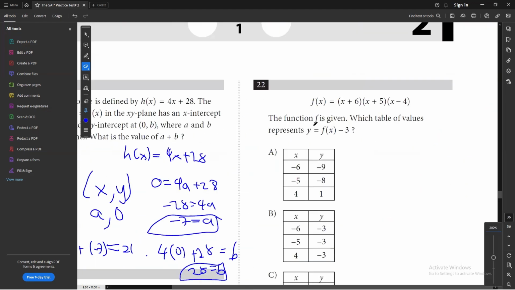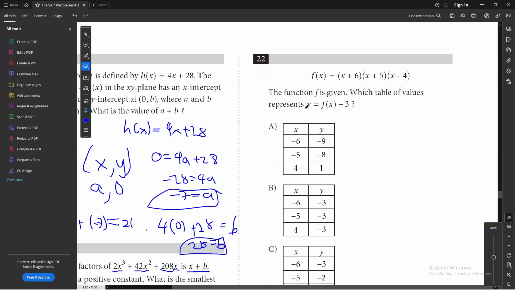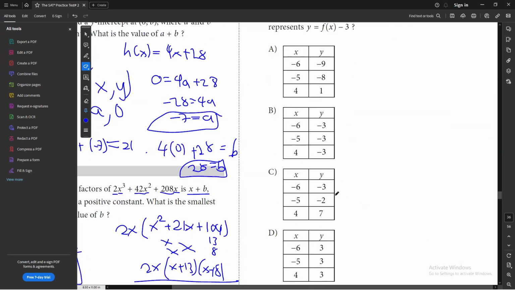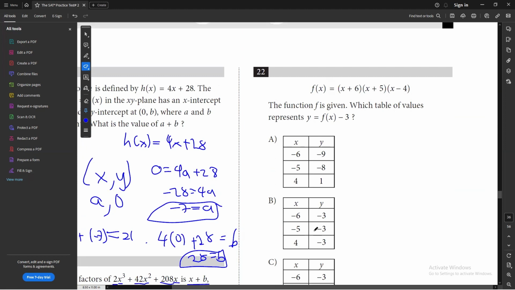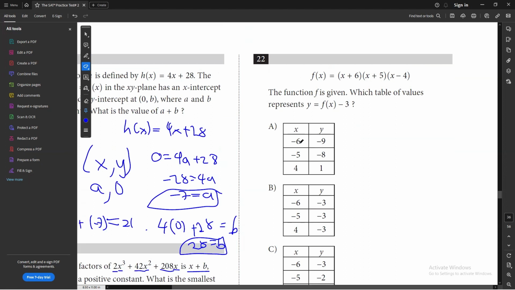The function f is given. Which table of values represents y equals f of x minus 3? I notice in the answer choices that they're using the zeros of this function, right? If we plug negative 6 as x, I'm going to end up with 0 times negative 1 times negative 10. This is going to be 10, and 10 times 0 is 0. So whatever zero I plug in, I should get 0 for f of x.